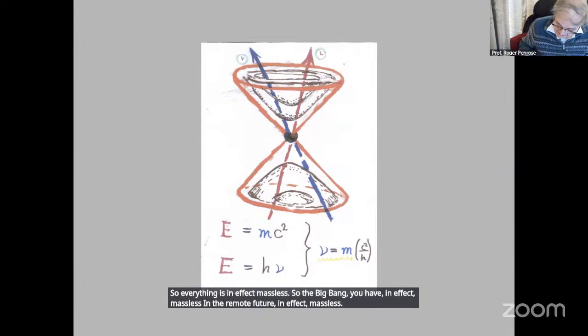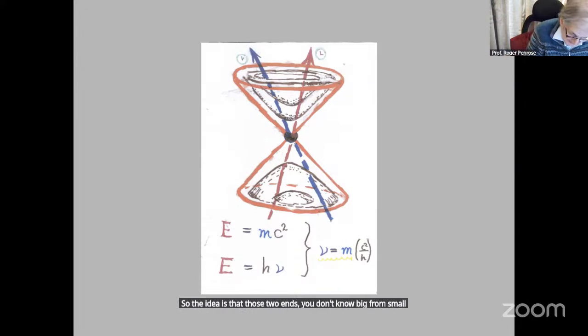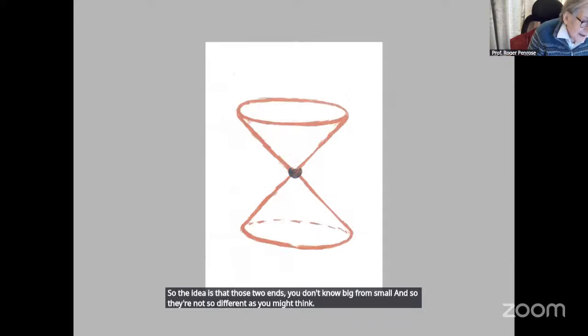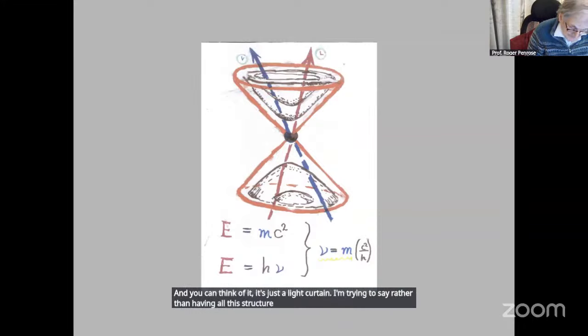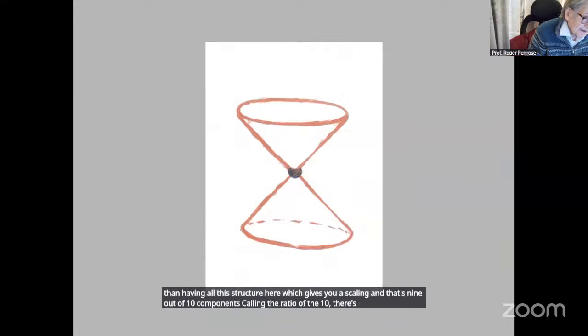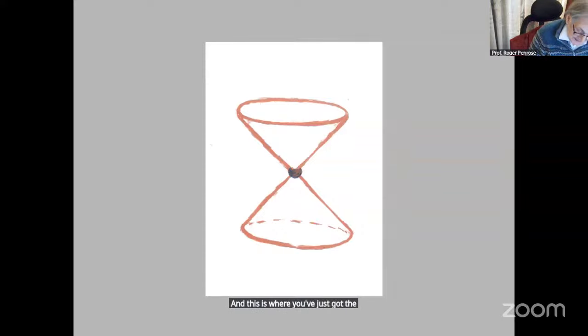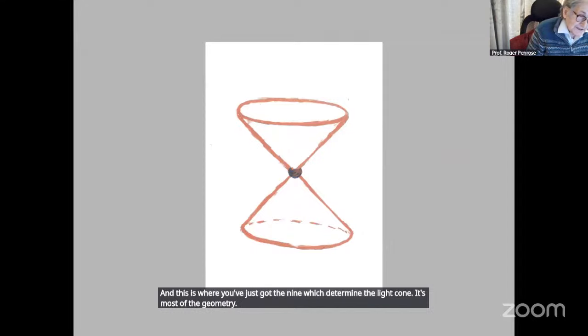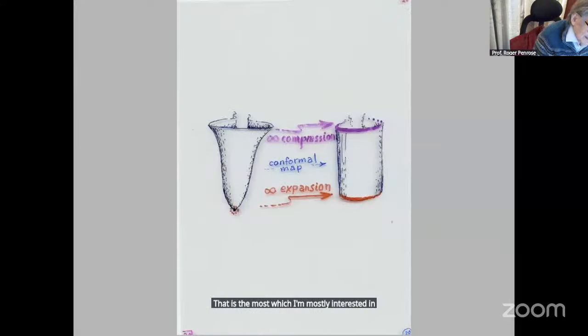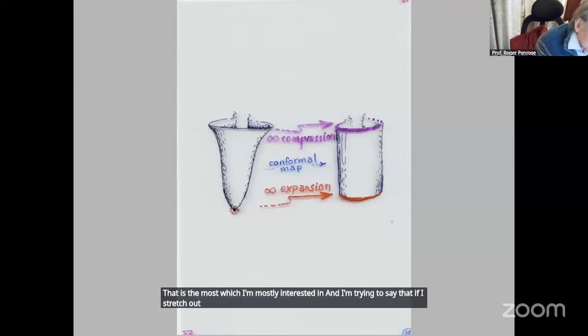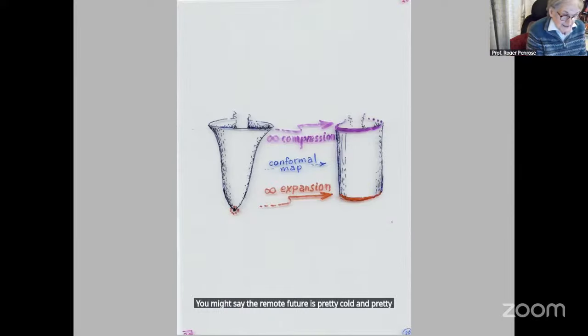So the idea is that at those 2 ends, you don't know big from small, and so they're not so different as you might think. And you can think of it, it's just a light cone, you see. I'm trying to say, rather than having all this structure here, which gives you a scaling, and that's 1 out of 10 components, the ratio of the 10 being 1 component, this is where you've just got the 9, which determine the light cone. It's most of the geometry, and it's the part I'm mostly interested in. And I'm trying to say that if I stretch out the Big Bang and I squash down infinity, I get something pretty similar. You might say the remote future is pretty cold and pretty rarefied, and the Big Bang is very hot and very dense.